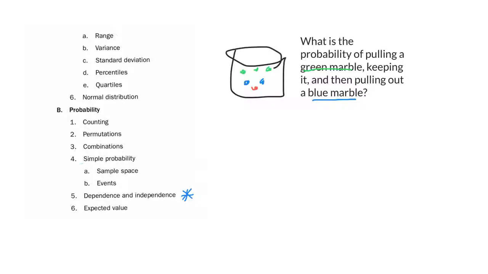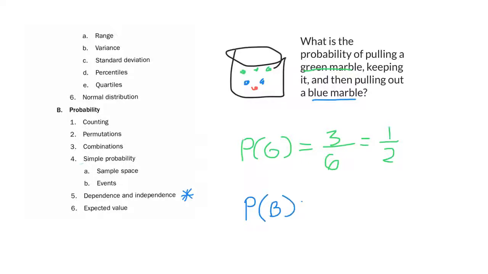Now, the probability of pulling out a green marble, well, that is definitely going to be 3 out of how many marbles we have in there. So that's 6 total marbles. So there's 6 possibilities of how many marbles you could pull out. And it so happens that 3 of those 6 possibilities happen to be the green marble. So the probability of pulling out a green marble is 3 over 6, also known as 1/2, if we were to reduce it. And then the probability of pulling out a blue marble.